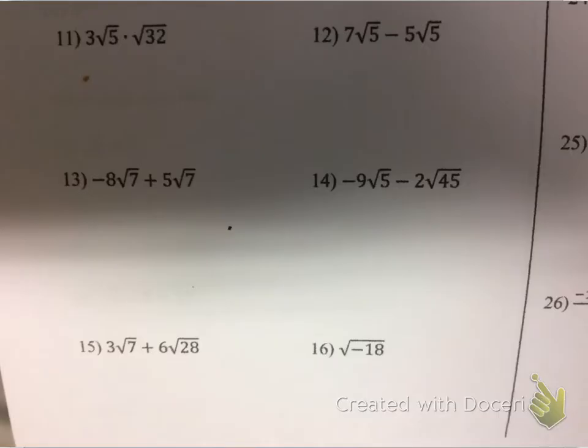And that's all you got to do for those. I'm going to do 11 and 12 over here because I had more space. So I could do the same thing here. I could do 3 times 5. I could do 3 and then 5 times 32. So I've got 3 square root.